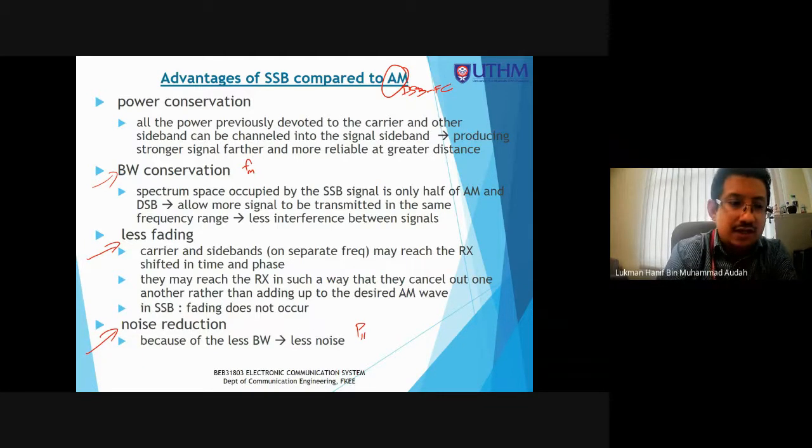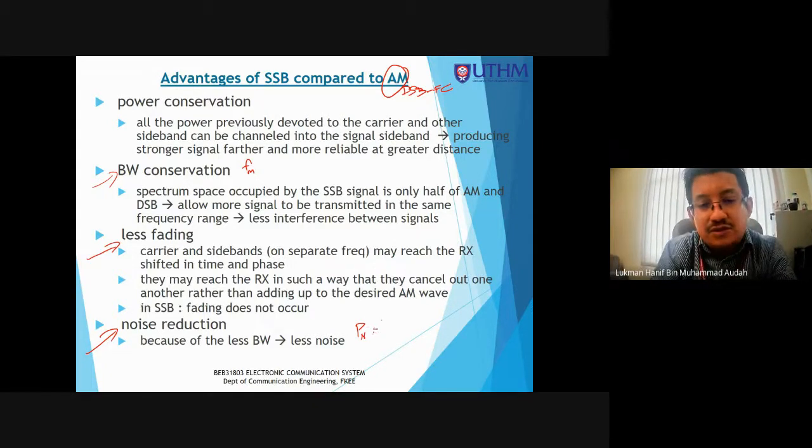Ini berkaitan dengan bandwidth. This is related to the bandwidth. So it is said that if we reduce the bandwidth, that means we also reduce the noise. How is it possible like that? So this is based on the equation of KTB.